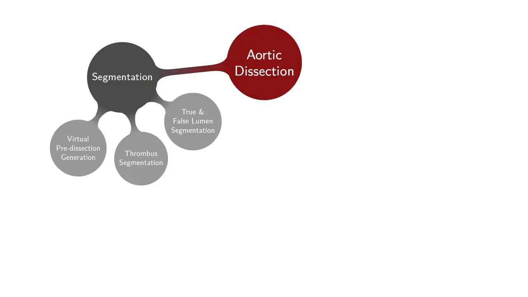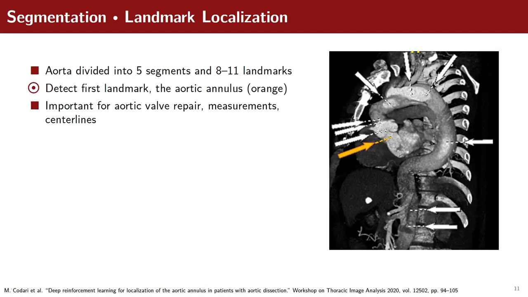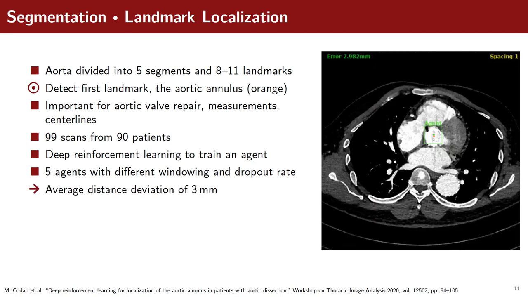After having a virtual aorta prior to dissection formation, we located important landmarks along the aorta. The aorta is divided into 5 segments and 8 to 11 landmarks. In this work, our goal was to localize the aortic annulus, the first landmark as shown in orange in the right image. This landmark is important for aortic valve repair, measurements, and center lines. We used deep reinforcement learning to train 5 agents with different windowing functions and dropout rates. We could achieve a result within an error margin of 3 mm compared to the ground truth.